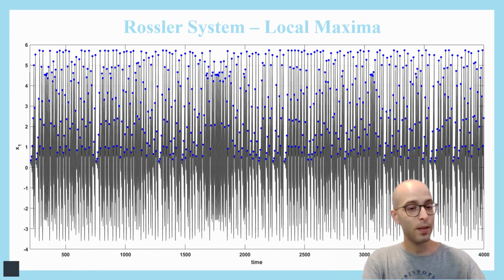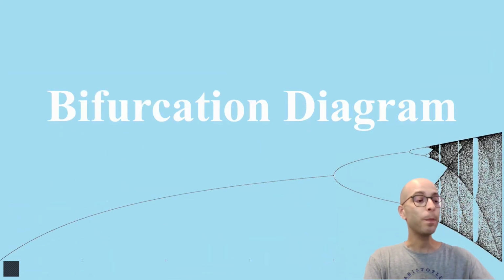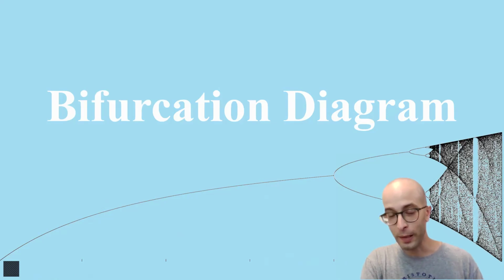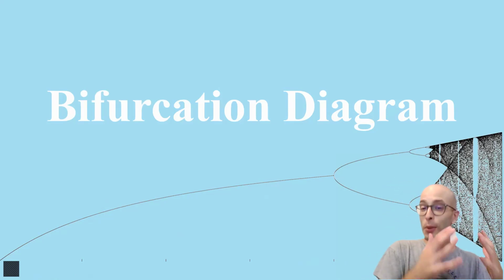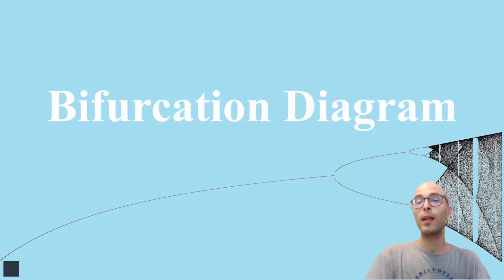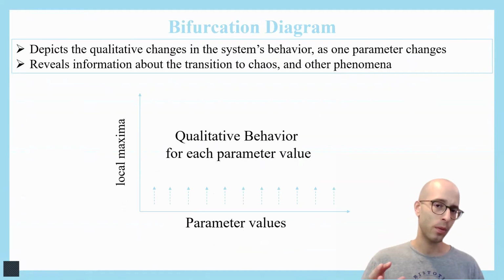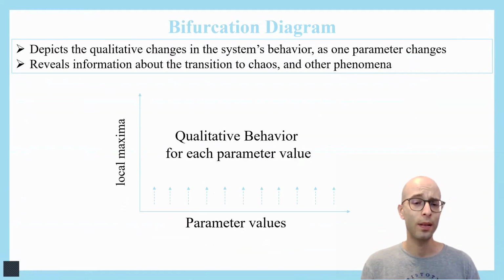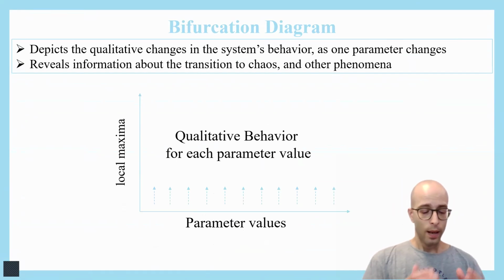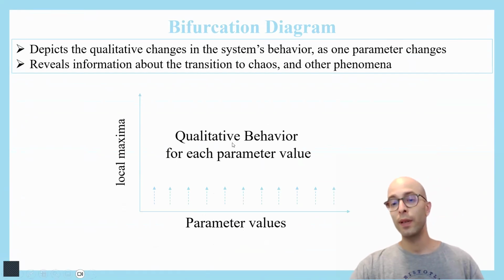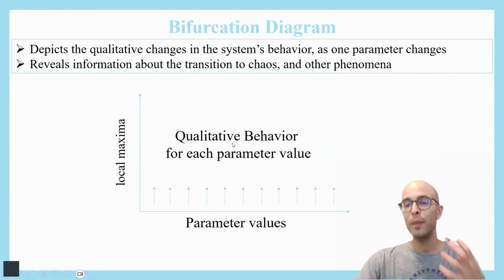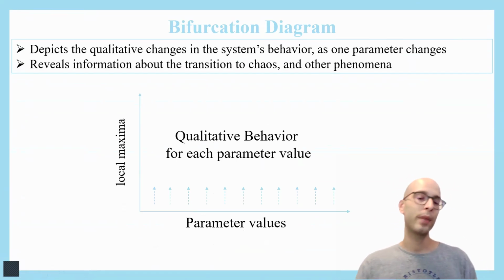Well, this brings us to the bifurcation diagram. Okay. So the bifurcation diagram is exactly this. It is a tool that is built for giving us information about how a system behaves. So what is it? Well, it is a diagram. It is a two-dimensional diagram that gives us qualitatively what is the behavior as a specific parameter changes.